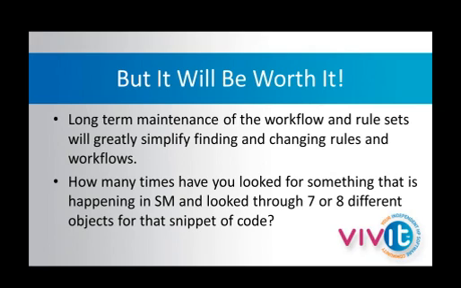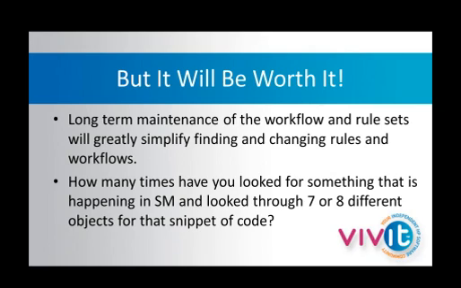So, how many times have you looked for something that's happening in Service Manager and looked through 7 or 8 different objects for that snippet of code? It happens all the time, especially if you're working on somebody else's system or you're new to a system. You're trying to find when this variable is being set, or when this wizard is being fired. My goodness, this wizard's popping up and I can't figure it out. It could be a process record, or a format control, or one of a couple different spots in a format control, or where else could it be coming from? Or where did this button come from? What state am I in? What all these different things do you have to know in order to work down through to find this code?